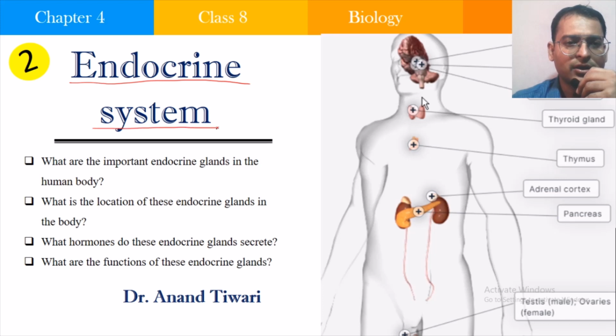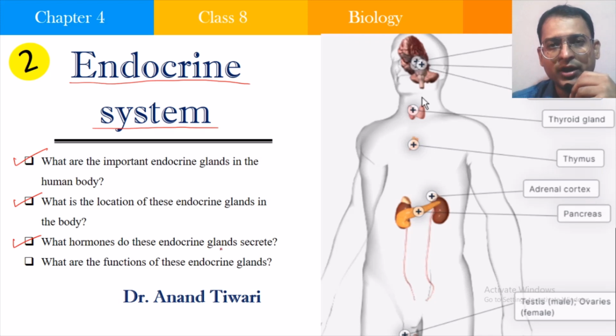In today's lecture, we'll be covering specifically the endocrine system in humans. What are the important endocrine glands in the human body? What is the location of these endocrine glands in the body? What hormones do these endocrine glands secrete? And what are the functions of these endocrine glands? We will be covering these aspects in the present lecture.